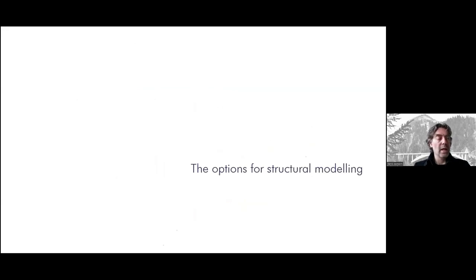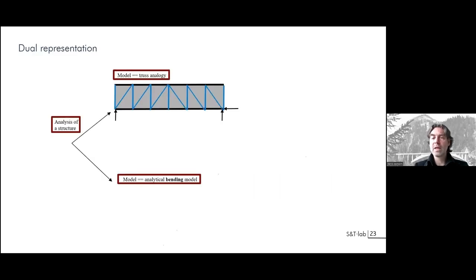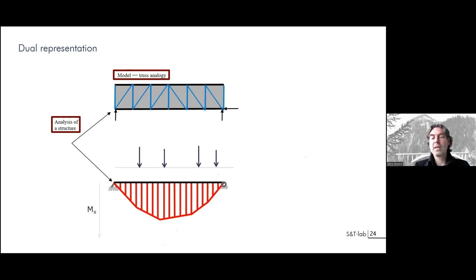So having this, and there will be a connection to graphic statics, of course, which I will be discussing. So let's move to the options for structural modeling. I'm not talking about structural design, I'm just talking about modeling. As we have seen, you can put forward several solutions. If you're looking at a beam, you can model it either as a truss, this is a truss analogy, or with the classical analytical bending approach.